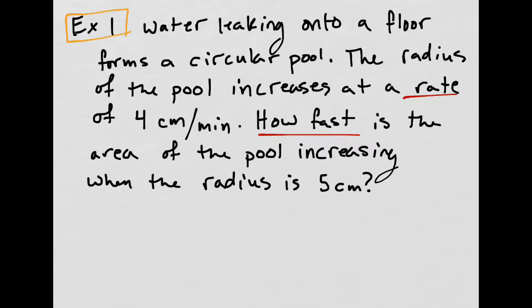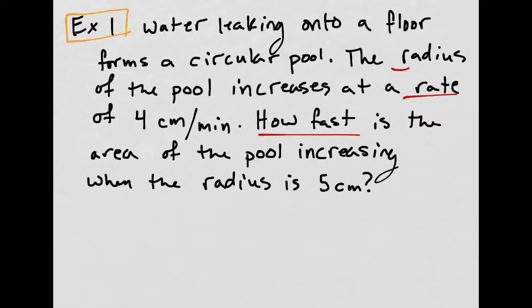And in this case, it's centimeters per minute. So it's going to be a distance and a time. The way that we're going to write down the rate for the radius, because it says the radius of the pool increases at a rate of 4 centimeters per minute, I'm going to write that down as a derivative.